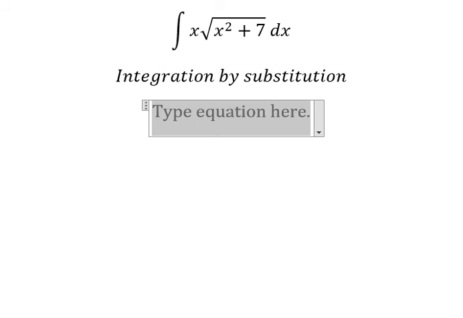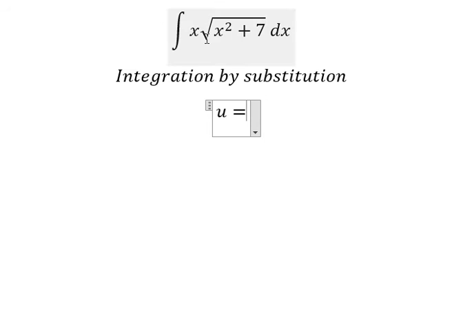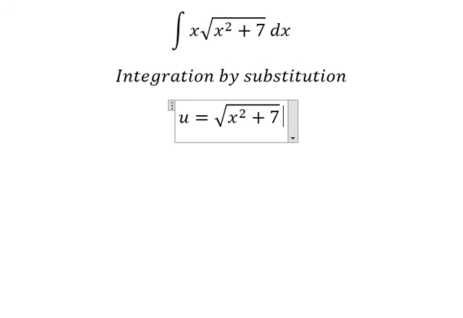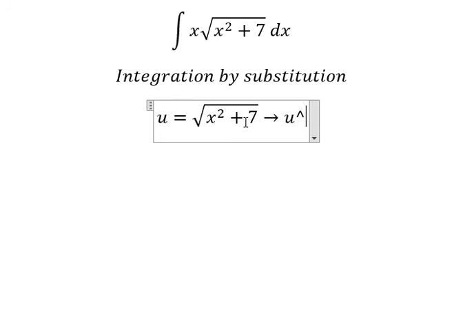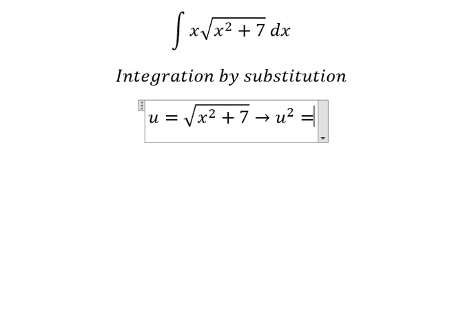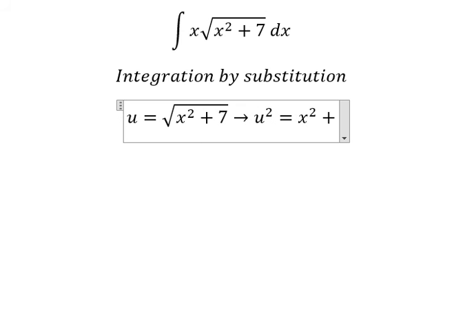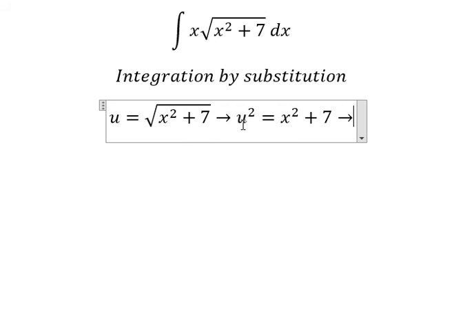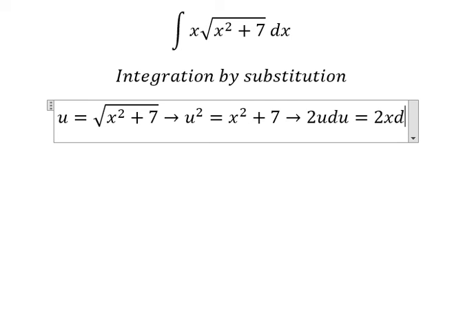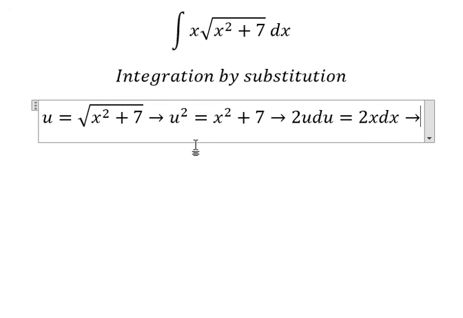So I will put u equals to this one. So we put the square for both sides to cancel the square root. Next, we do first derivative for both sides. First derivative of u squared, you get 2u. First derivative of s squared, you get 2s.